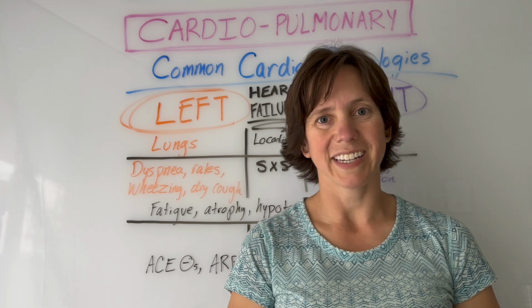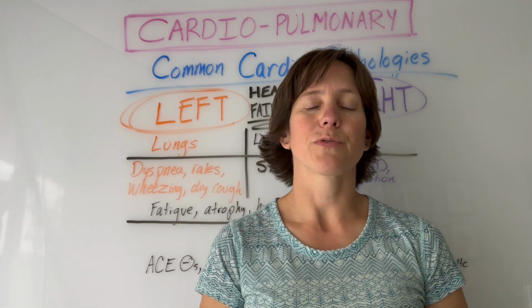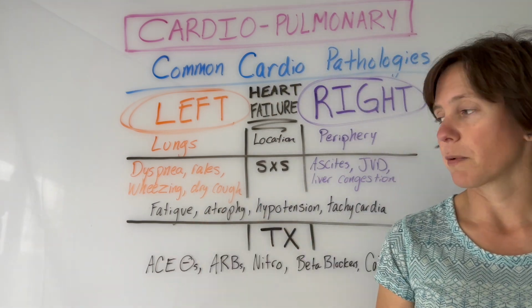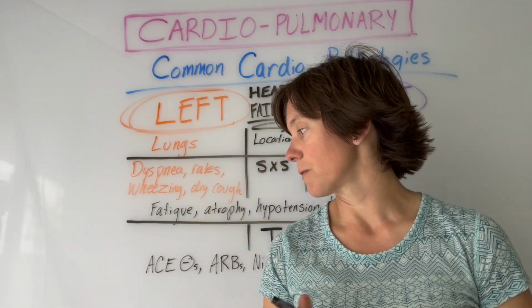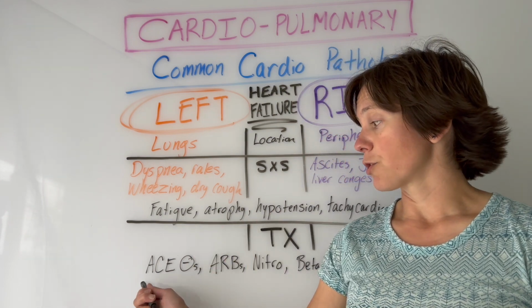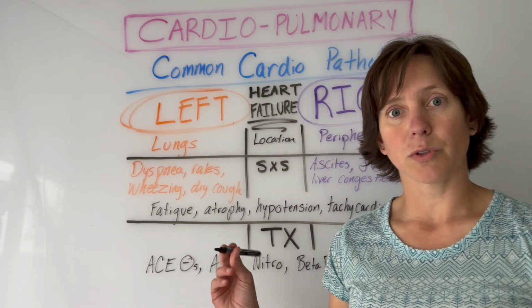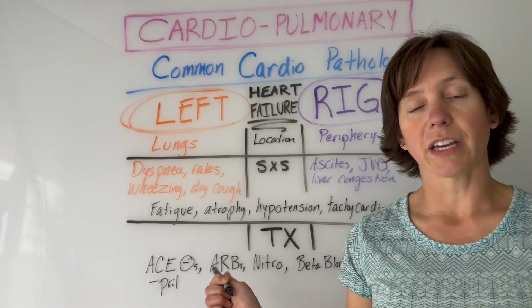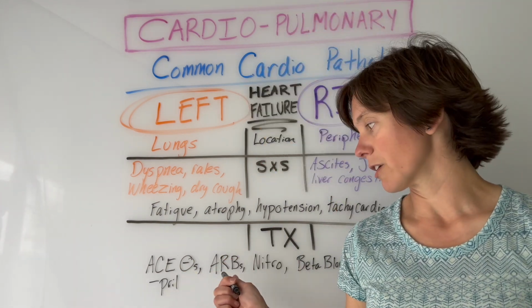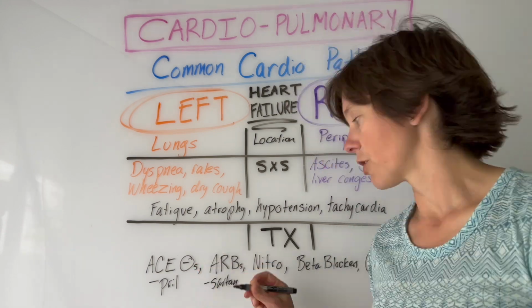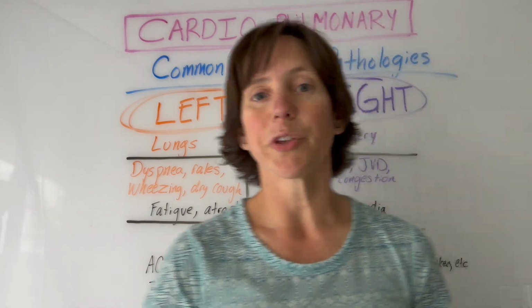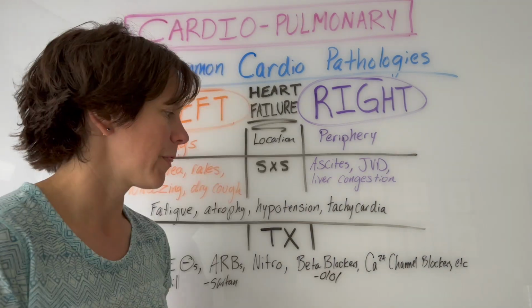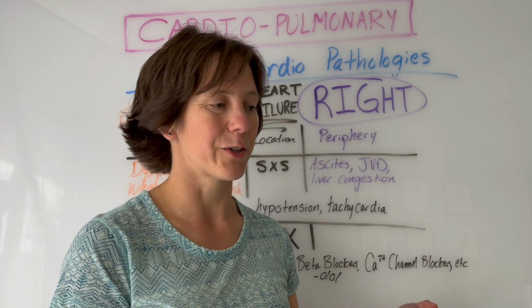Treatment for both right and left-sided heart failure includes pharmaceutical prescriptions. There's a whole list of them, so I'm only going to name a few here, and we'll get into that in another video. Some common drugs are your ACE inhibitors, those are the ones that end in pril, such as lisinopril. Your angiotensin II receptor blockers, such as losartan. Your nitroglycerin. Your beta blockers, anything that ends in LOL, because it's really funny. And then your calcium channel blockers.